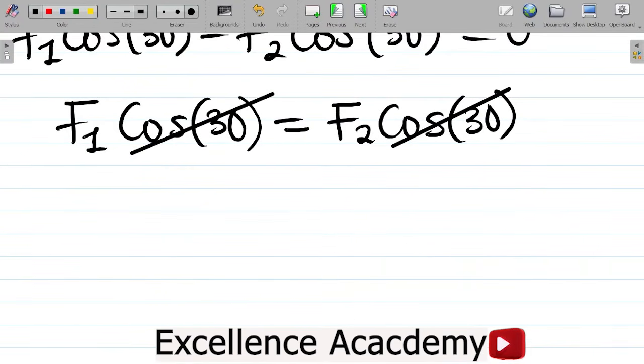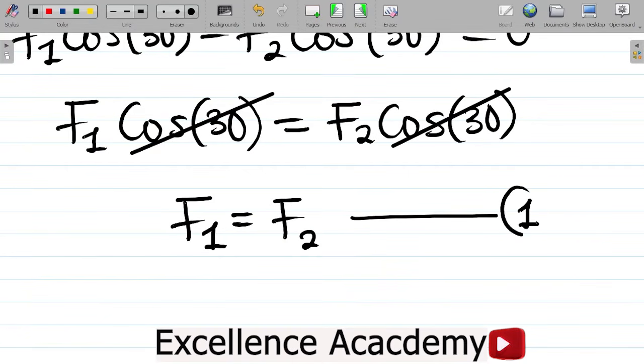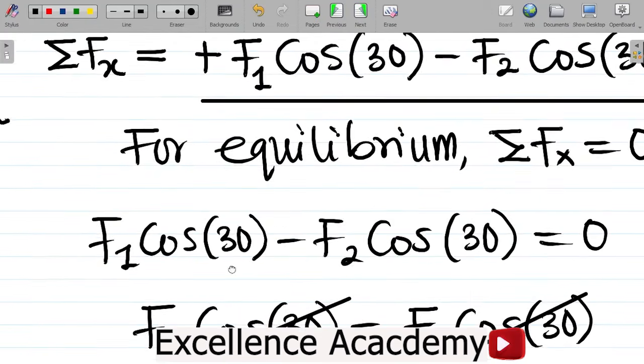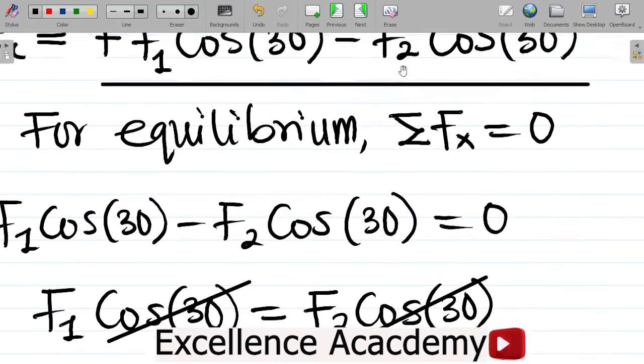And you have that F1 is equal to F2. Let's call this equation 1. So from equation 1, F1 is equal to F2. Equation 1 is sorted. Let's look at the next thing. So we got this for the horizontal components.